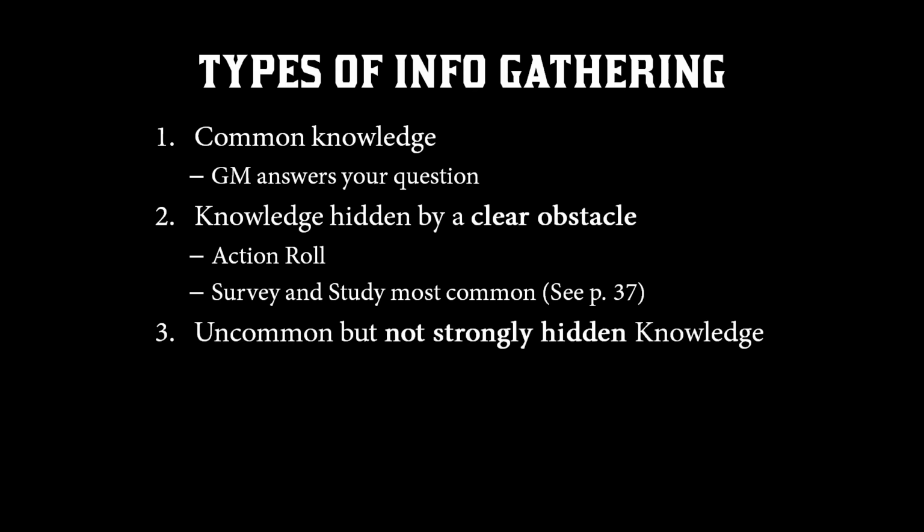Next, we have uncommon but not strongly hidden knowledge. So it's kind of just around, but it's not clearly guarded by any one thing. And yet it's still not common knowledge. So there may be a group of people in town who know about the smuggling route and who works the smuggling route and when they go, but they don't have any particular personal interest in whether the player character learns about it or not. So whether the player character will be able to find the people who know about it or not is kind of more of a matter of fortune, and so that's why you use a fortune roll.